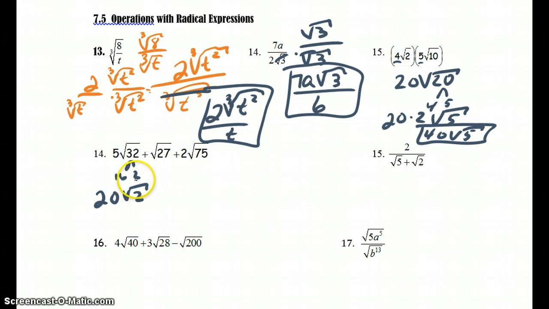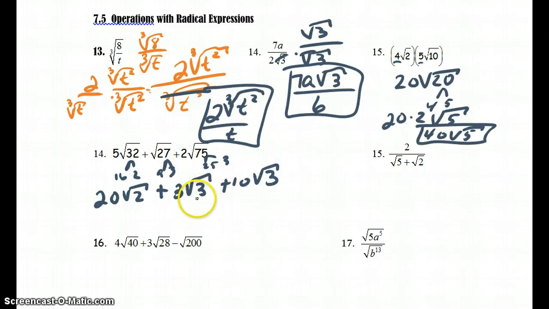I'm not going to go through this process fully because this is something that we have talked about before in class. The square root of 27 is 9 times 3, so it should be 3 square roots of 3. And then the final one, 75, should be 25 times 3. The square root of 25 is 5. 5 times 2 is 10 square roots of 3. We can add the two terms together that have a square root of 3. The square root of 2 will stay by itself because it's not considered a like term, so 3 plus 10 is 13, and we have a square root of 3.